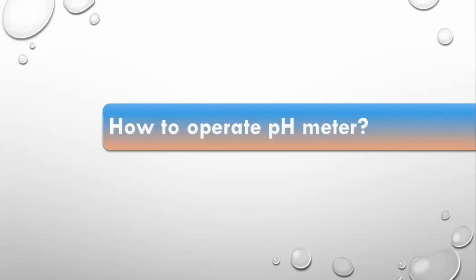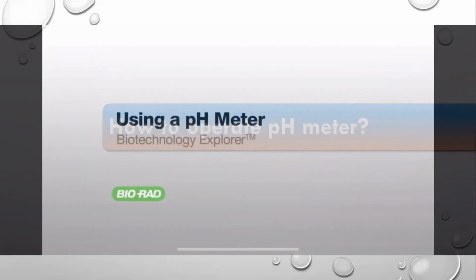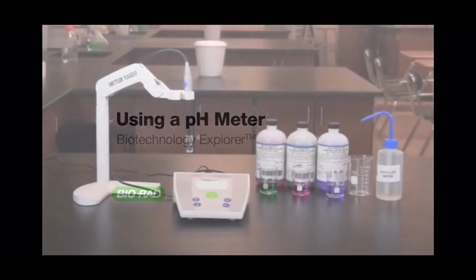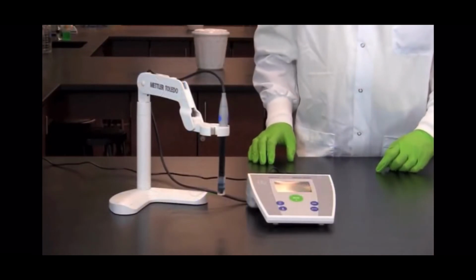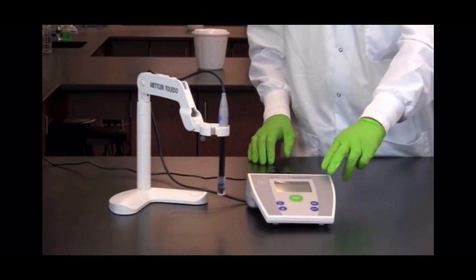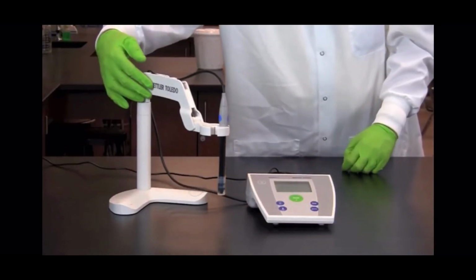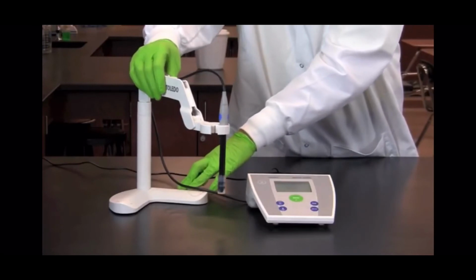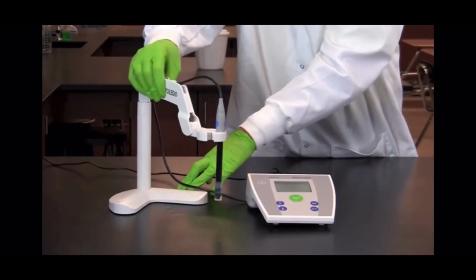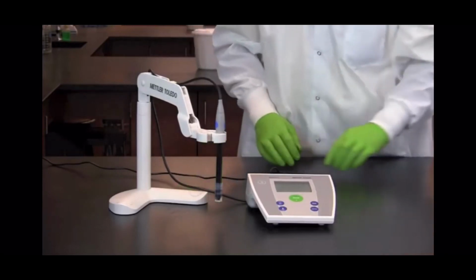And now, I'm going to show you a video on how to operate pH meter. In this video, you will learn how to use a pH meter. pH meters can be small and handheld or larger stationary pH meters. In this video, we will be using a stationary pH meter. The parts of a pH meter include the meter, the arm, and the electrode. The arm allows the electrode to be easily moved up and down into a beaker with a sample to be tested.